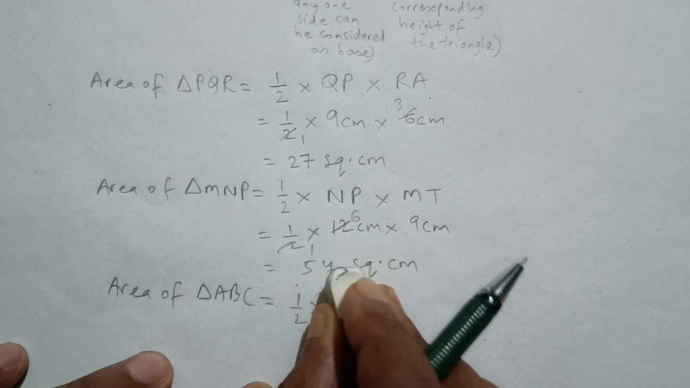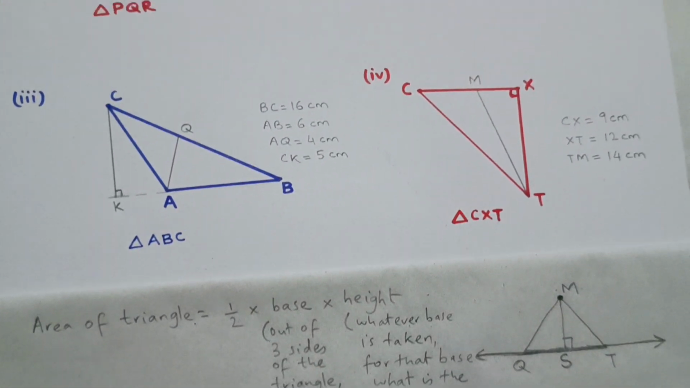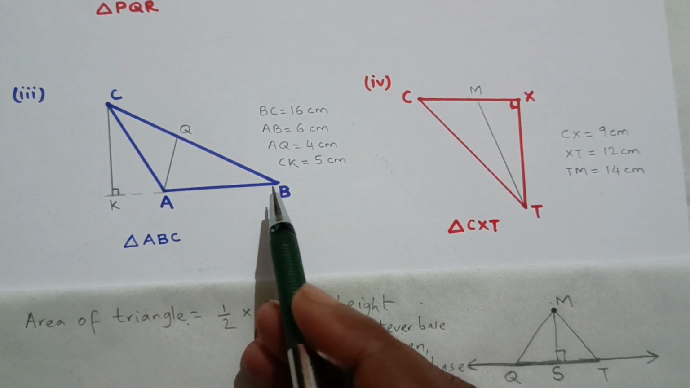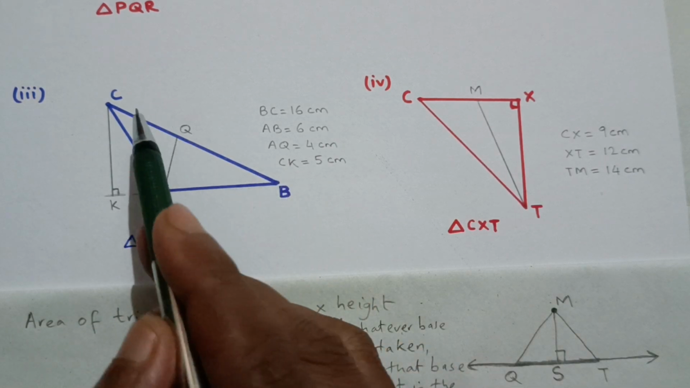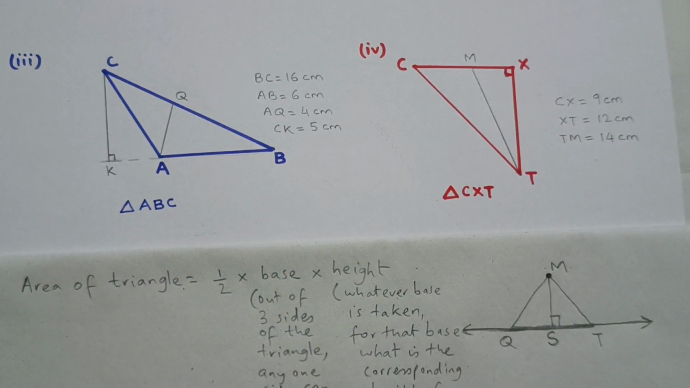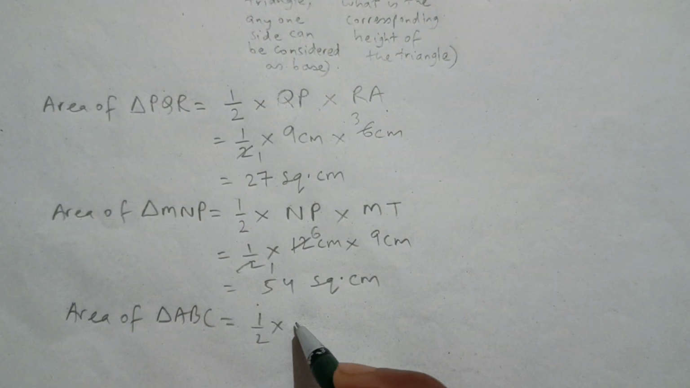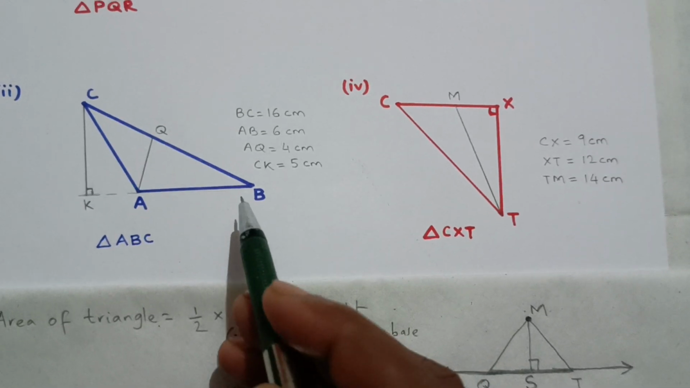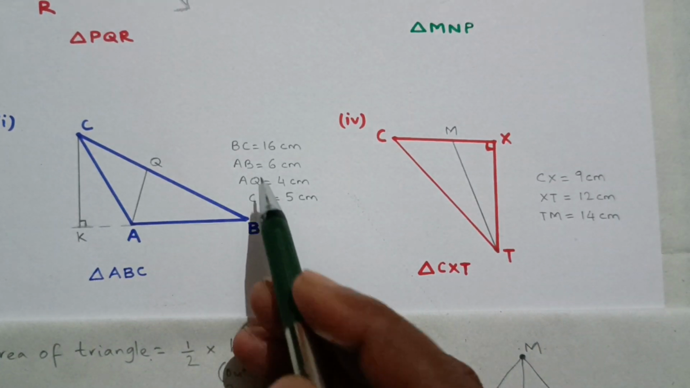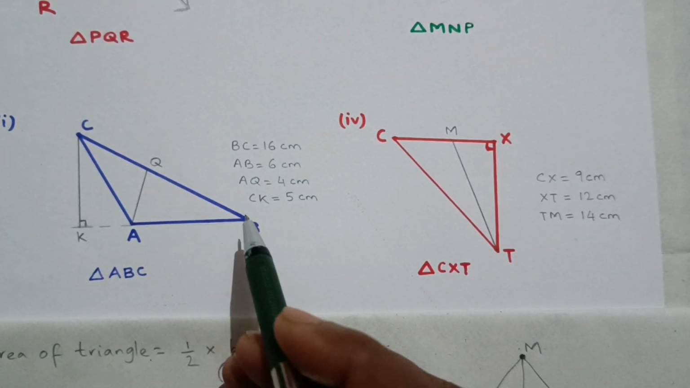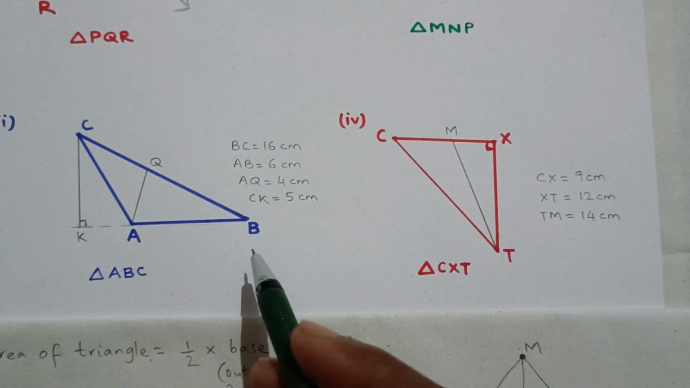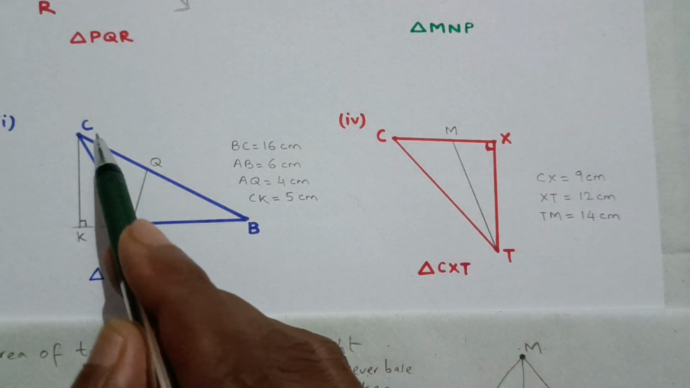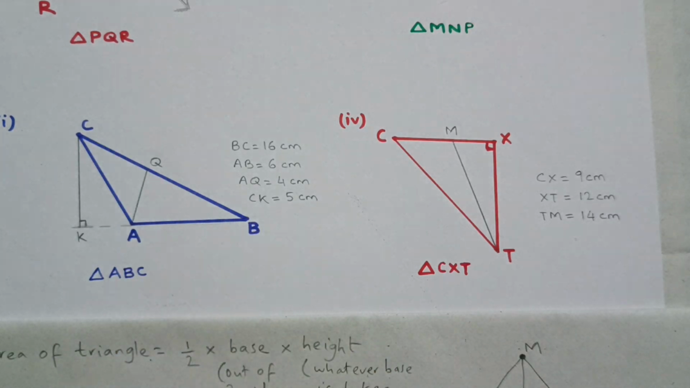So after AC, now BC is another side of triangle ABC. So now let me take BC as the base. Now is the measure of BC given to us? Yes, BC is 16 centimeter. So I can take BC as the base because its measure is given to us.